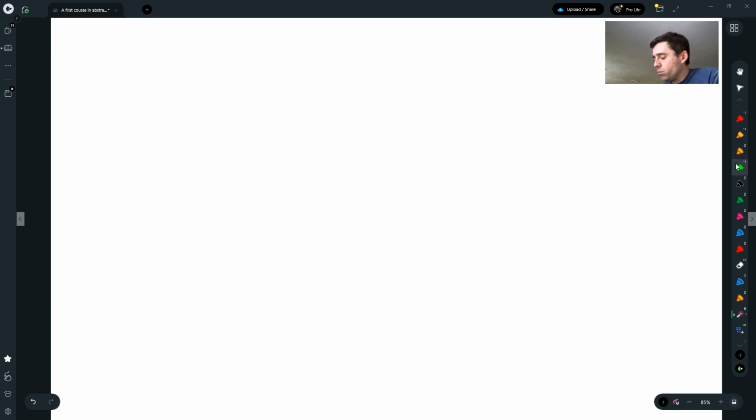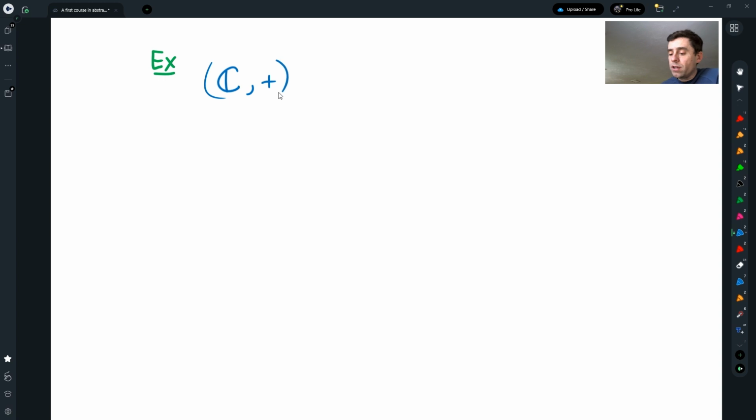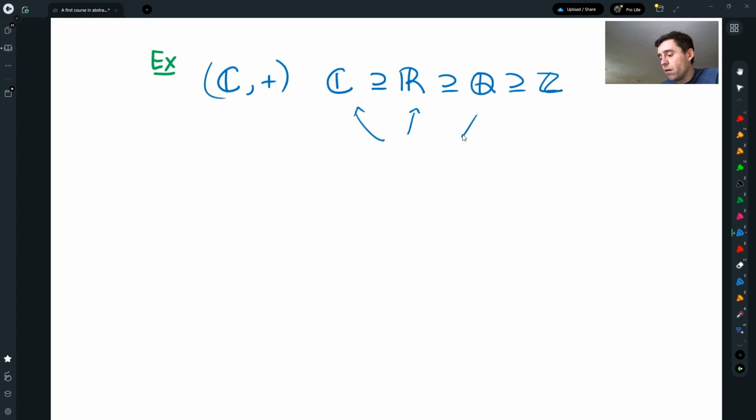So what are subgroups? We have already seen a number of them. A subgroup is a group within a group. So for example, we have the complex numbers under addition, and inside the complex numbers we have the real numbers, the rational numbers, and the integers, and each of these under addition is a group itself, so that is a subgroup.